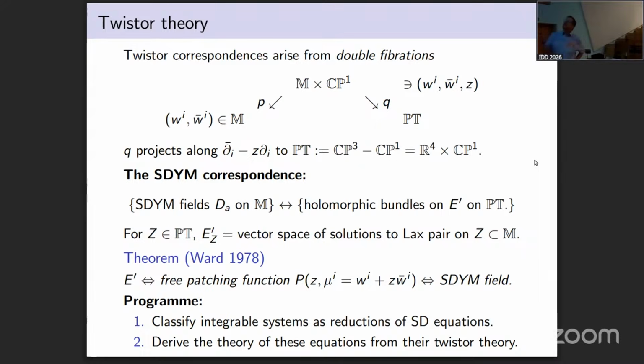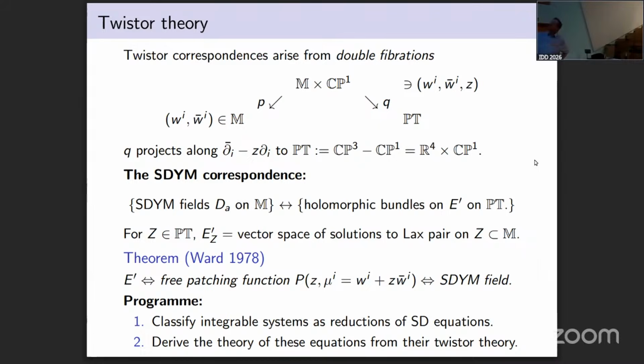So here, space-time is this R4 or C2 with these complex coordinates w_I. And we've also had to give a life to the spectral parameter z, which plays a role in the Lax pair. And the Lax pair has an underlying vector field given by d/dw bar I minus z d/dw_I. And so on this space up here, we can quotient by this vector field.